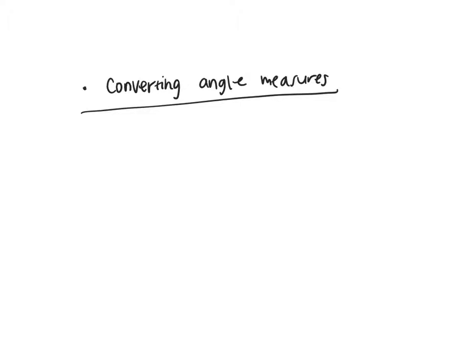So those are two ways you can figure out which quadrant an angle lies in. Okay, now let's talk about converting angle measures. Converting angle measures. So we kind of already talked about how you can convert from radian to degree.